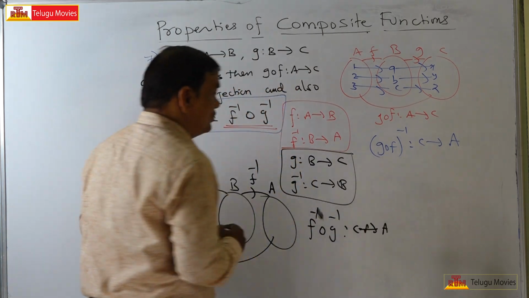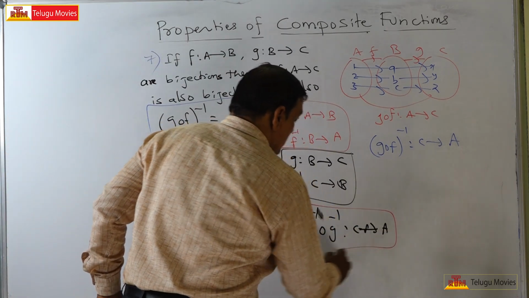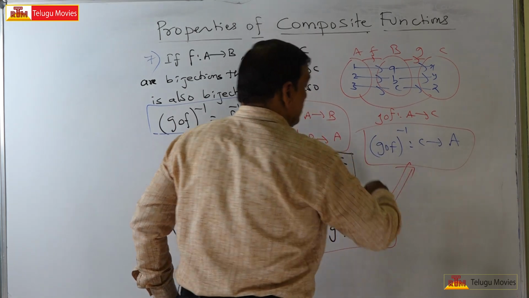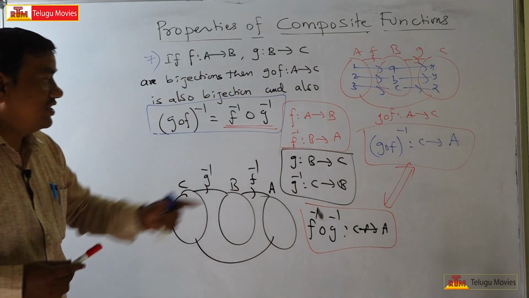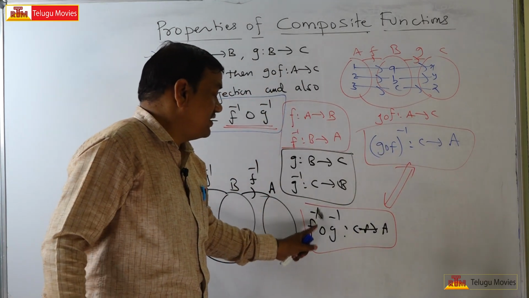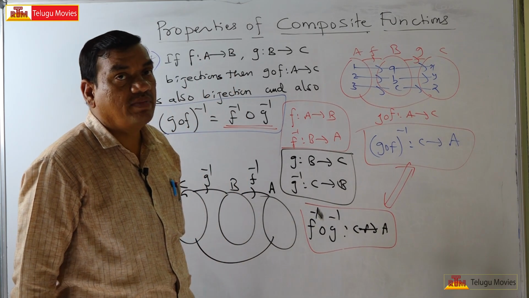C to A. So observe here, are both not equal? So this and this, both are not equal. Yes, both are equal. So that is G circle F is a function from C to A, and F inverse circle G inverse is also a function from C to A. Both domains and codomains are equal.